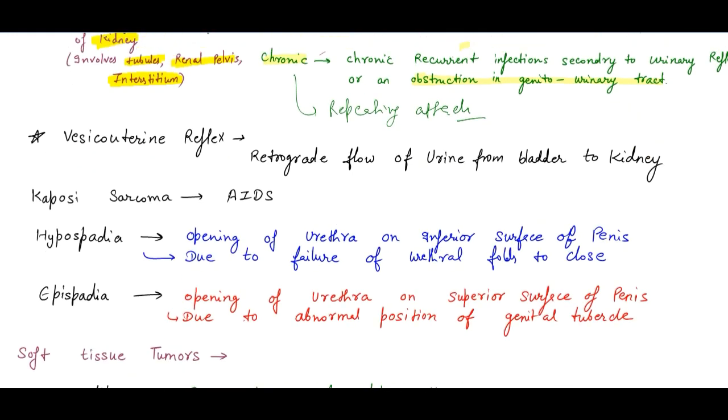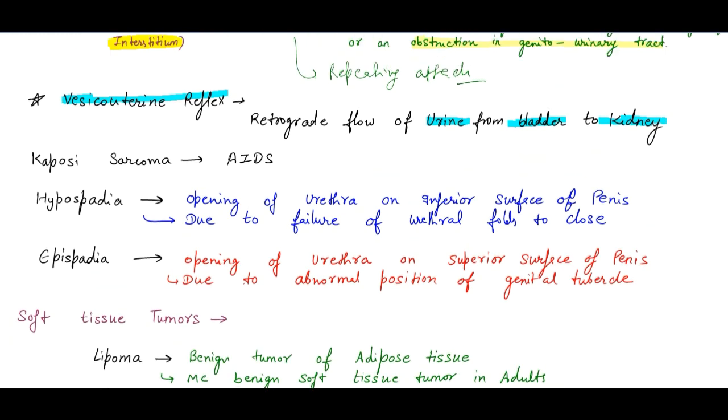Okay, then we have vesicoureteral reflux. What is vesicoureteral reflux? It is the retrograde flow of urine from the bladder to the kidney. So if there is retrograde flow of urine from the bladder to the kidney, which reflux is that? Vesicoureteral reflux. Kaposi sarcoma is associated with AIDS. Kaposi sarcoma, it is associated with AIDS.